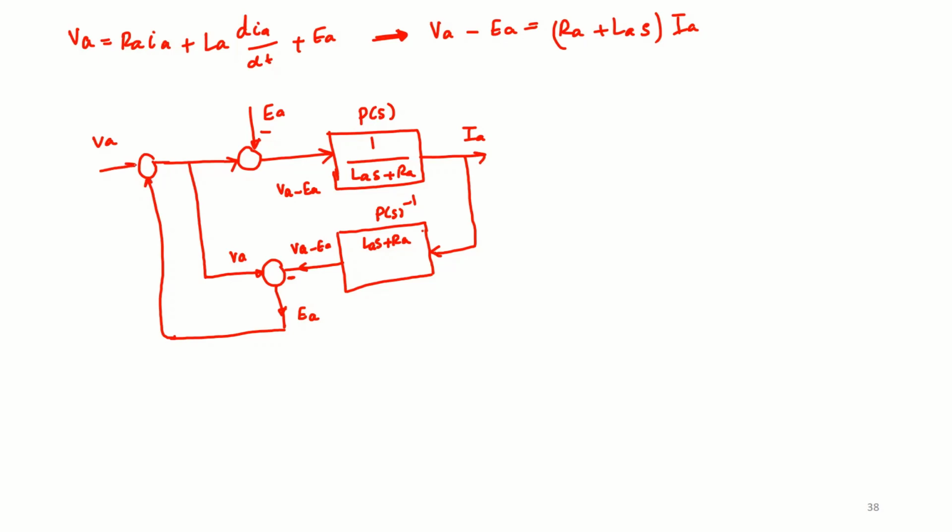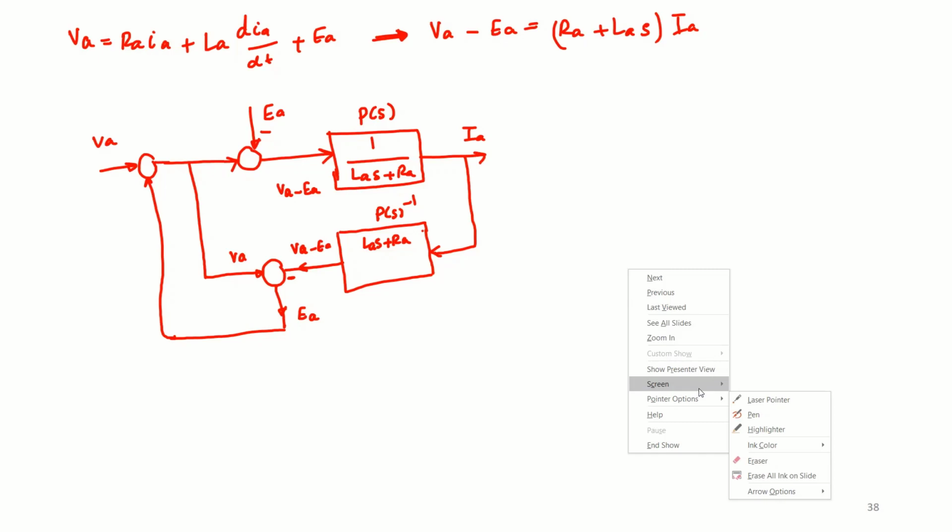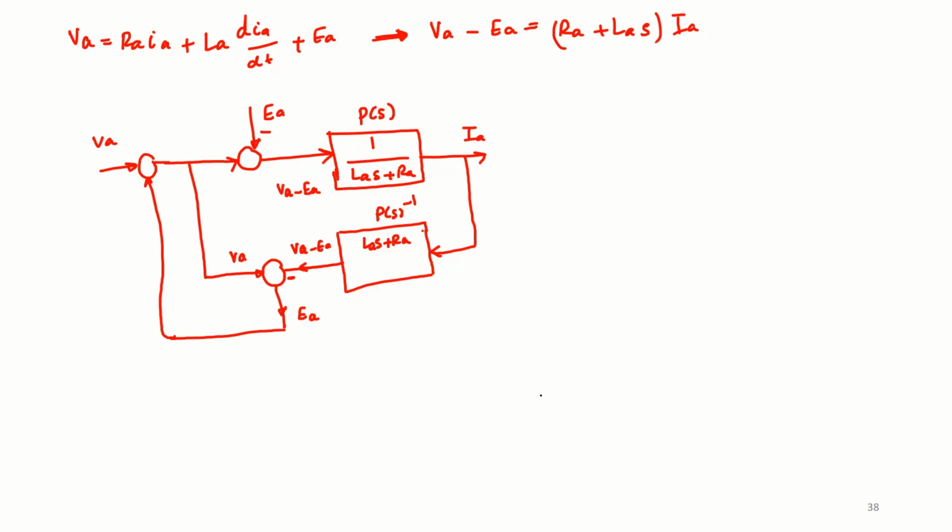So someone will say, what about if I feed this one here, and this will be the VA. So in this case, what will this be? Let's change the color. So now, according to this, this will be VA plus EA. This will be VA, and this will be IA. So simply, this means that now you are canceling the back EMF, and you are calculating an estimation, or let's say the actual back EMF.